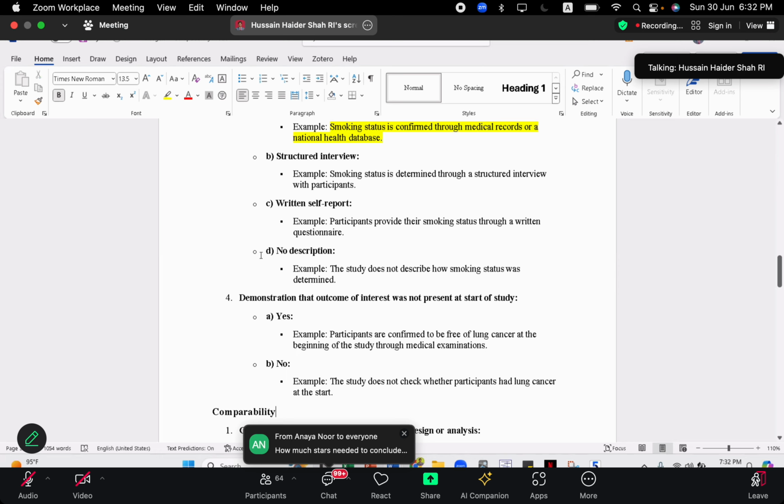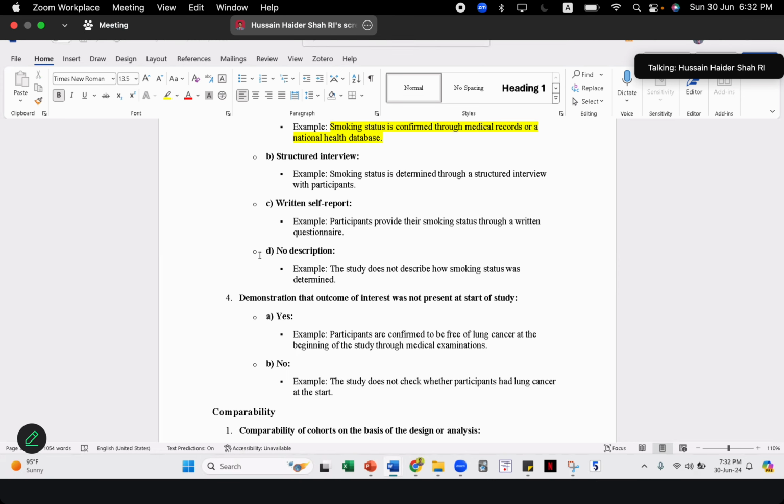How many stars are needed to indicate less bias? It depends. They haven't set a number, because they have mentioned that the more the stars, the less the bias, and the fewer the stars, the more the bias. But we cannot say that a certain number of stars will make this article more biased or less biased.